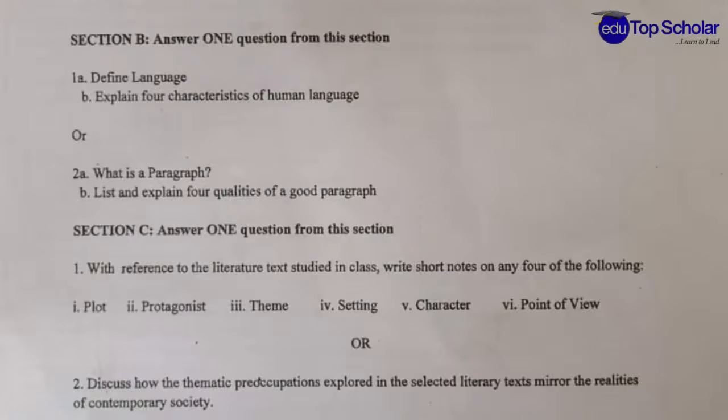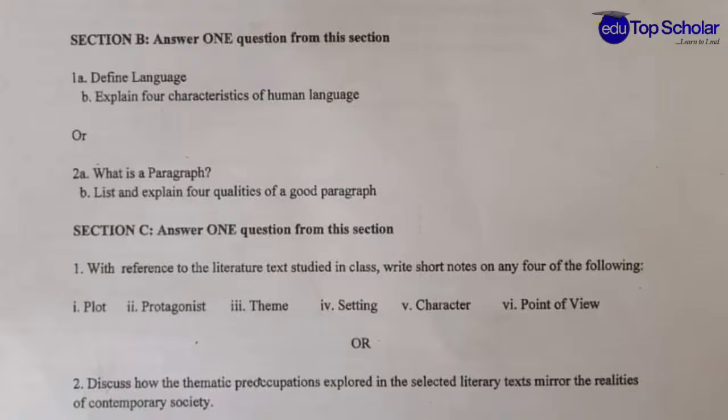So for number 2B, list and explain 4 qualities of a good paragraph. I've explained it the other time. Quality of a good paragraph. A paragraph must be clear. That is clarity. Your explanation in the paragraph must be clear. Number 2, coherence. Your sentences must have coherence. That is, they must have interrelationship. That is, there should not be discord.